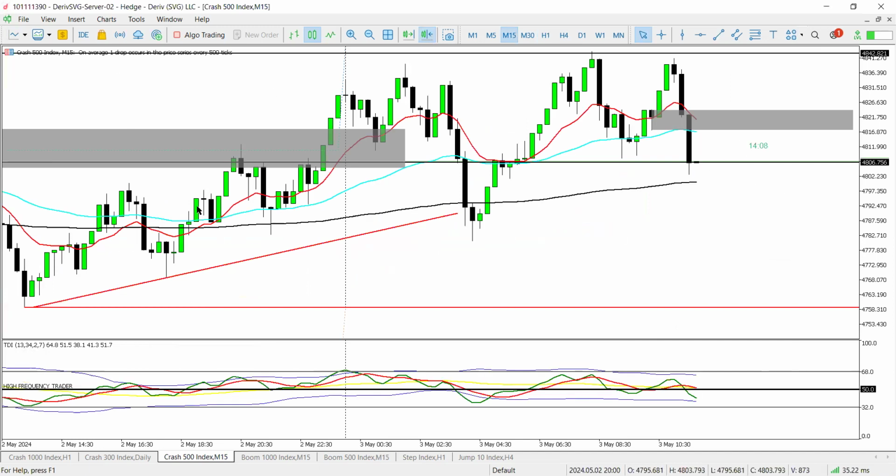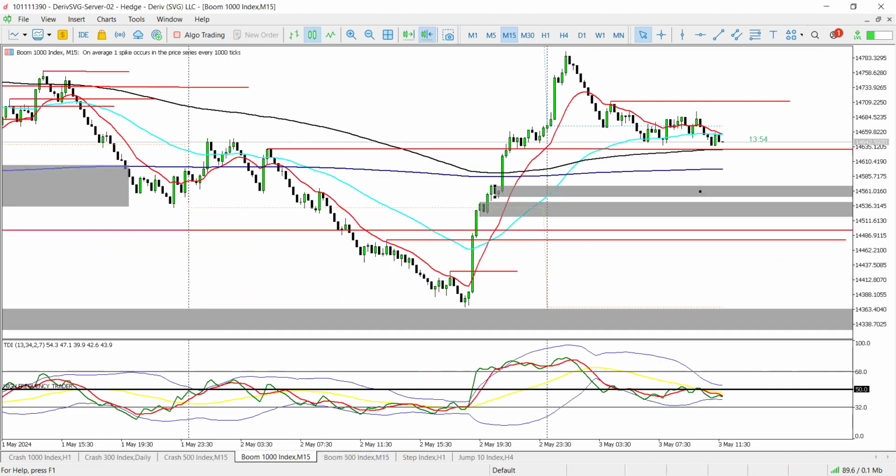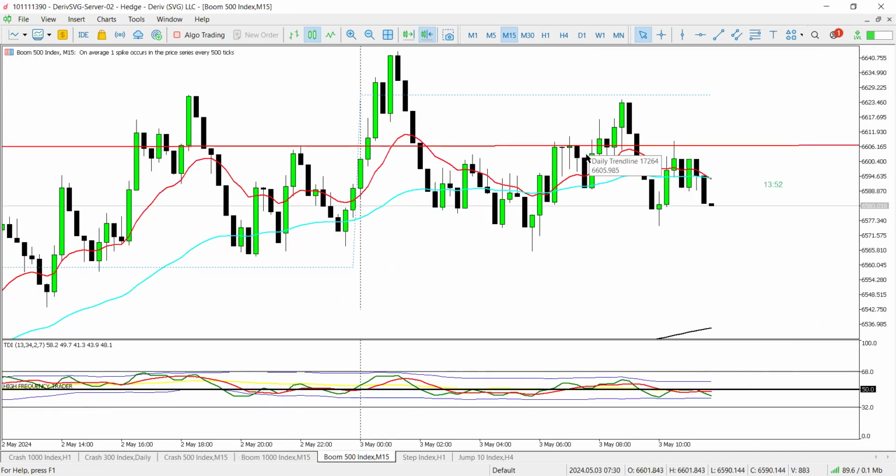If we do come back up here and we give a rejection candle, then I'm looking to add one more position here, then see if we can drop with it. So that's my view on C5. B1, we spoke about it.